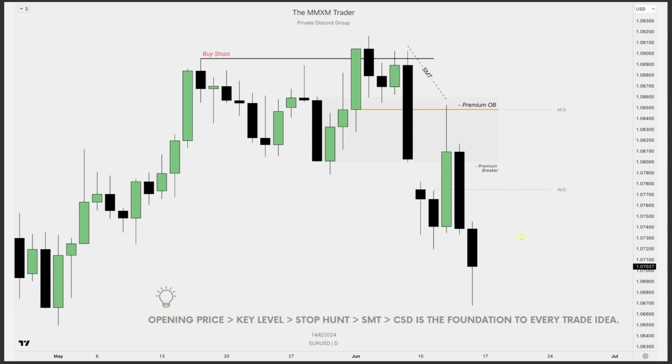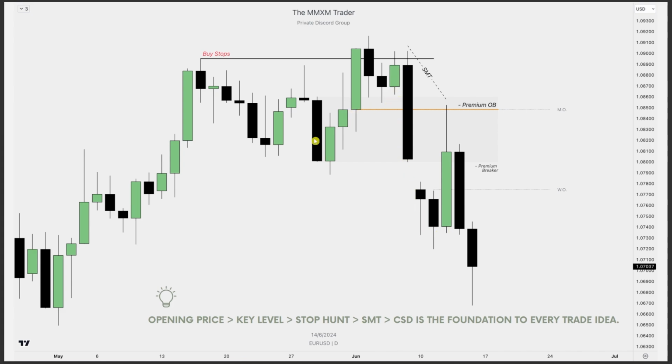What do we have? Think about the sequence, right? To use the opening price for the power of 3, we need to hit a key level, see a stop hunt with SMT, and then a change in the state of delivery is the foundation to this trade idea. So we can see over here the buy stops got raided, right? Then we're leaving behind a premium order block.